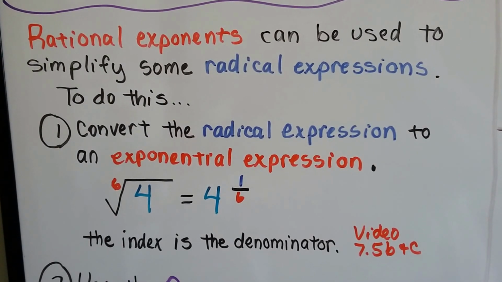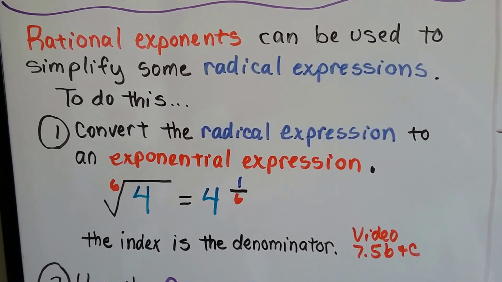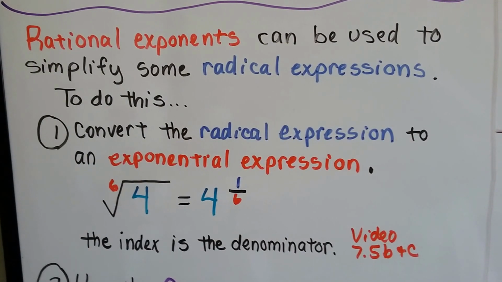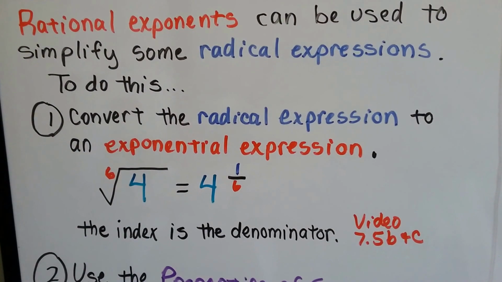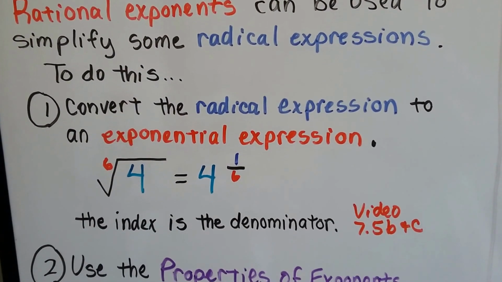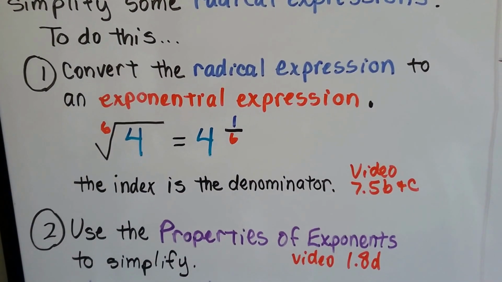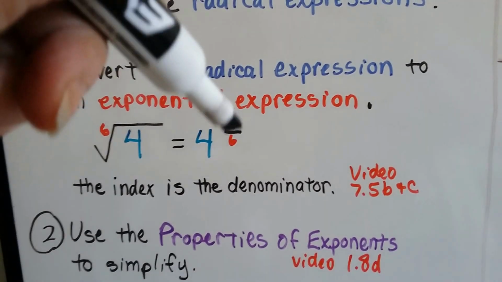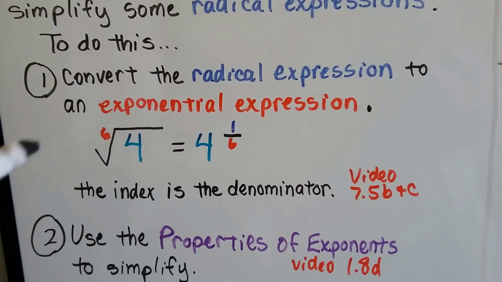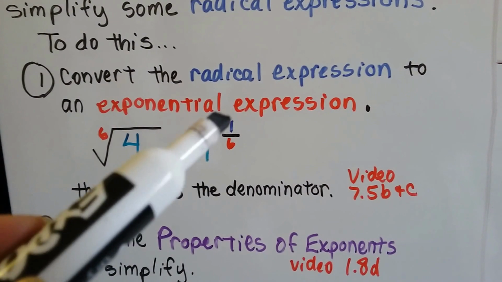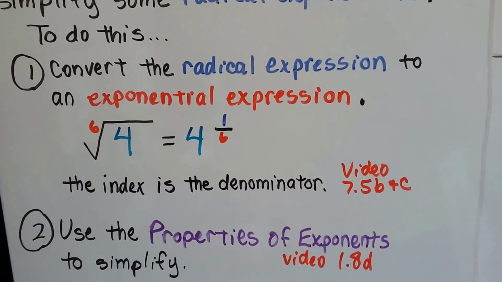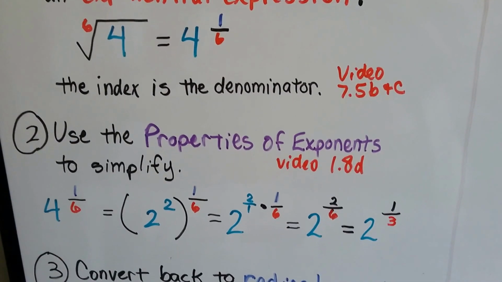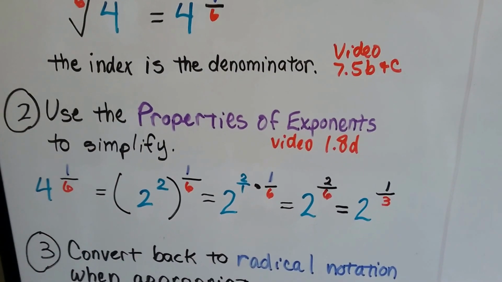So we've got the sixth root of 4, and we can rewrite it in exponential form as 4 to the 1/6 power. That little sixth root is the denominator of our exponent, the little number up here. See that? That's the denominator. And the numerator is the 4 to the first power. See?